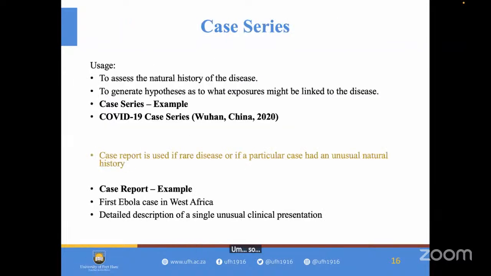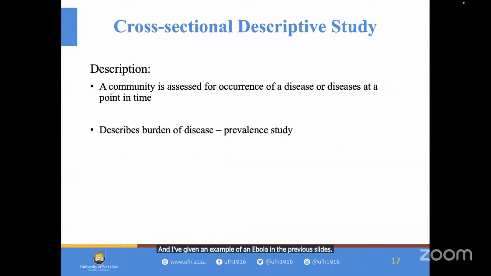So what do we use case series for? We use it to assess the natural history of a disease. We use it to generate hypotheses as to what exposure might be linked to a particular disease. Another example is COVID-19. A case report is also similar to a case series, just that in this case, it's dealing with one person and not a group of people. And I've given an example of Ebola in the previous slides.